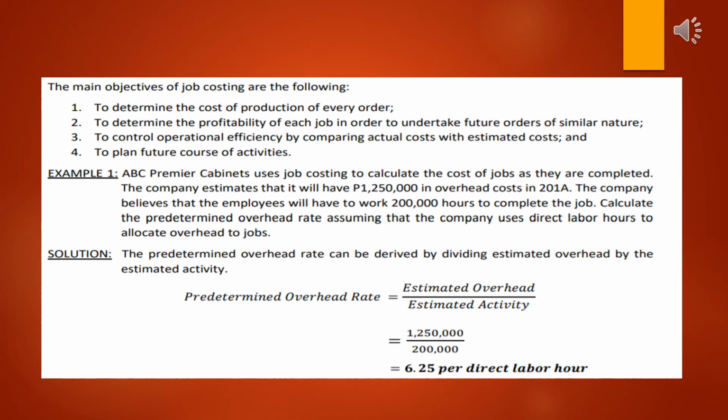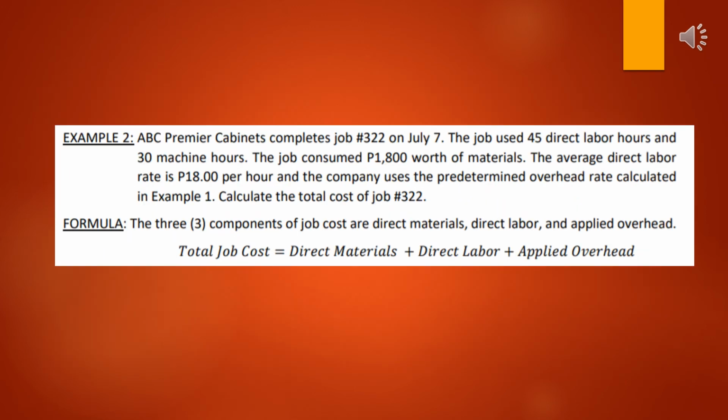This predetermined overhead rate will be added to your direct labor and direct materials. But this is only the rate, okay. So, we are at 6.25 per direct labor hour. Okay, so there you have it for example number 1. Now let us proceed to example number 2.